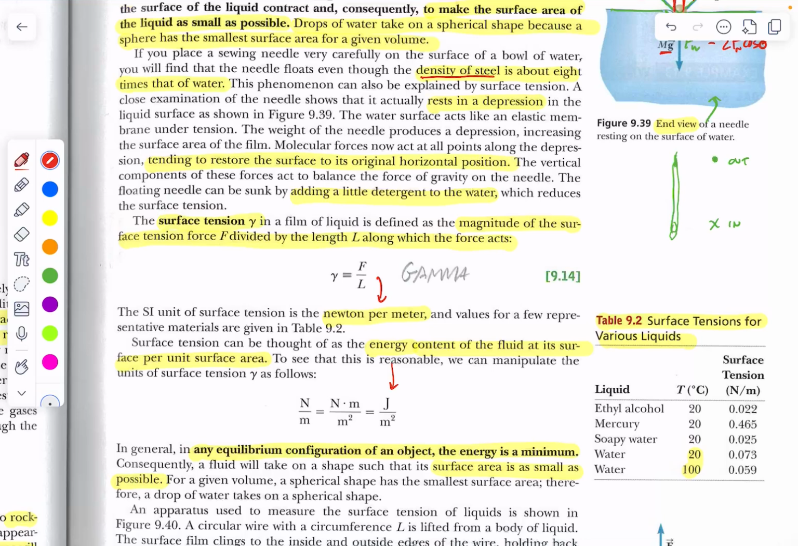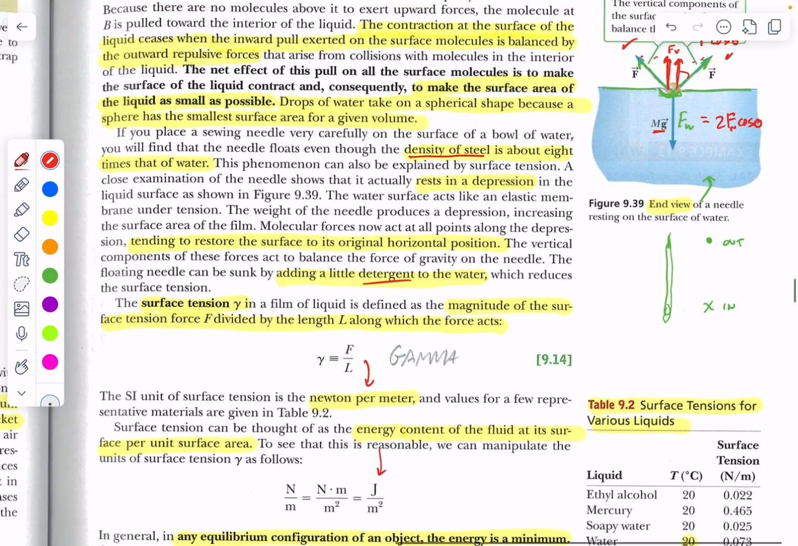Now, if you were to add a little detergent to the water, a little bit of soap, that interferes with the interaction, the hydrogen bonding between all the water molecules. It causes this normal force to be reduced greatly, and then the surface tension, therefore, is much, much less, and then your steel needle or pin will indeed sink.